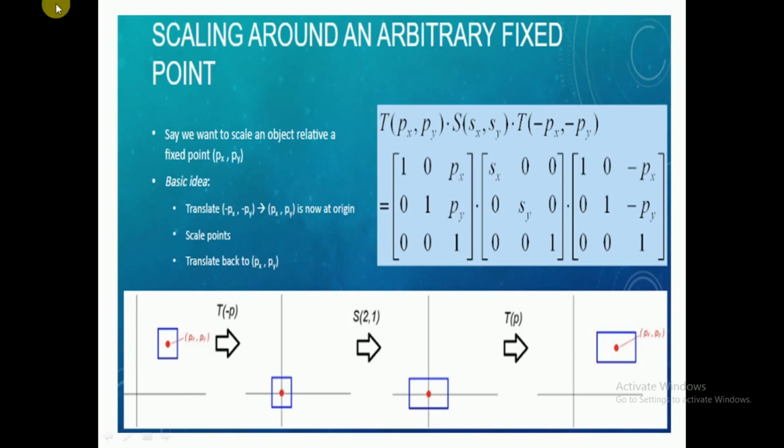Then scaling around an arbitrary fixed point. Whatever scaling we have done in that lab session explanation, again, scaling we have done with respect to origin. But now you want to scale with respect to some point in that object like this. Meaning you want to scale about this point. You want to increase this object in the x direction with respect to this point, and in the y direction with respect to this point, not with respect to origin. You want to scale with respect to this point, that is P, then Px and Py, right?